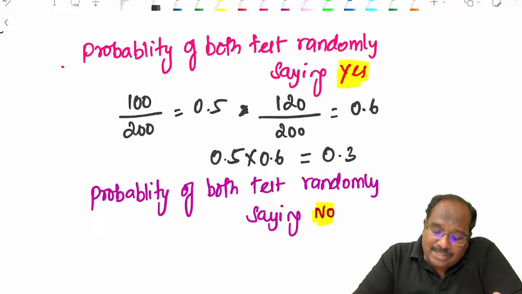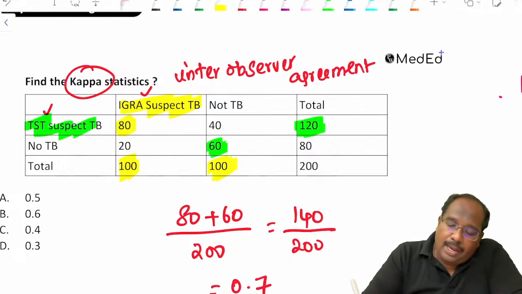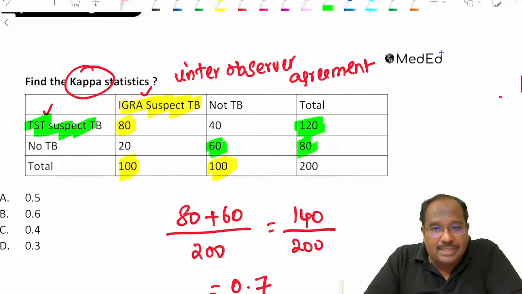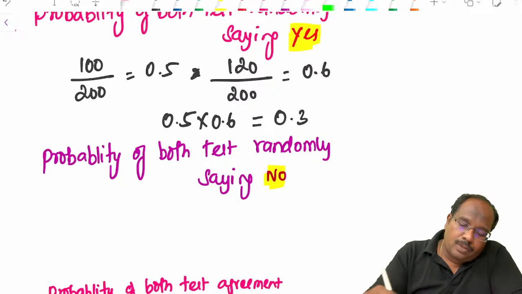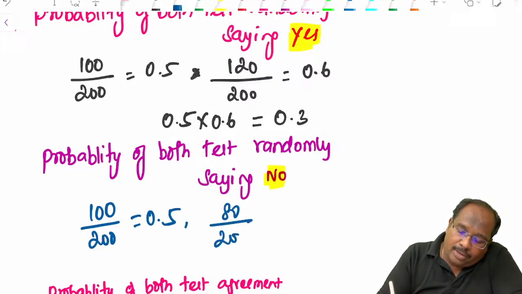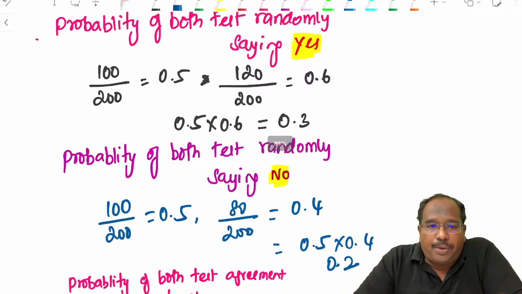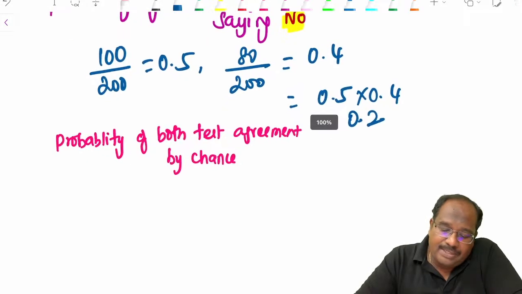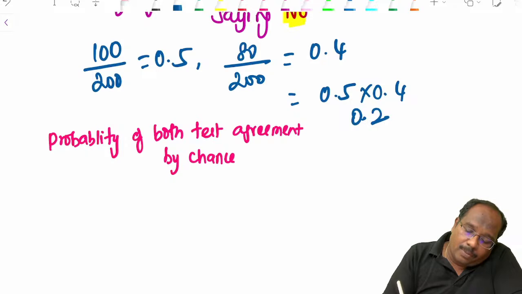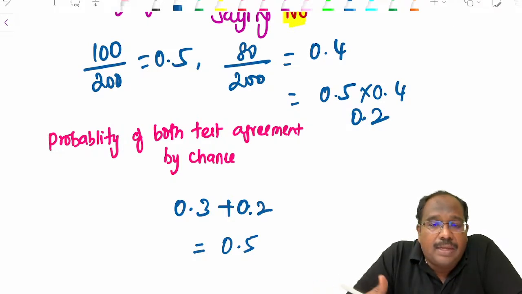Fine. Now the probability of both tests randomly saying no. IGRA said no in 100 people out of 200, so 100 by 200 is again 0.5. TST said no in 80 people out of 200, so this is 0.4. Again, mutually non-exclusive events, so 0.5 multiplied by 0.4 is 0.2. Now, what is the probability of both test agreement by chance? We are going to use the addition law of probability here. 0.3 plus 0.2 is 0.5. So the probability of both test agreement by chance, based on the calculation, comes as 0.5.